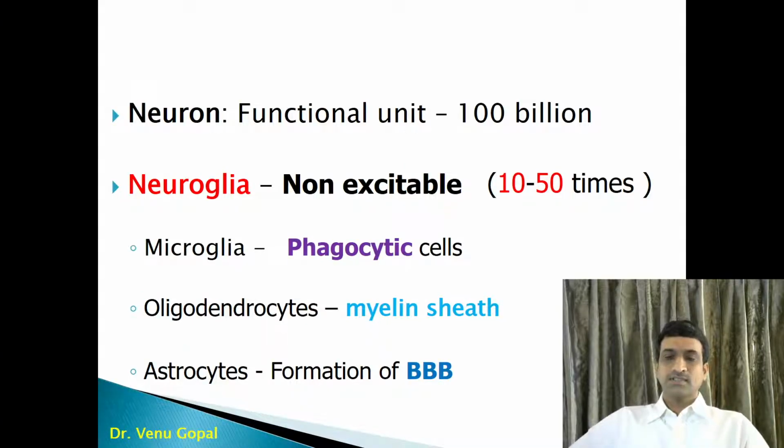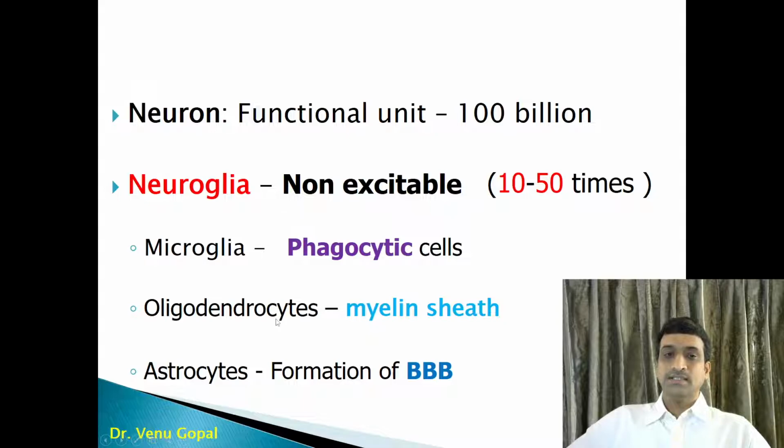So first we will start with the functional unit of the CNS, that is the neuron. How many neurons are present? It is roughly around 100 billion. I am mentioning these numbers because they may be useful in MCQ pattern. So 100 billion neurons are there, and one more number you can see here, 10 to 50 times of that neurons we have neuroglia. Neuroglia are supporting cells in the brain or CNS. The major difference is they are non-excitable, and they are present 10 to 50 times that of the neurons.